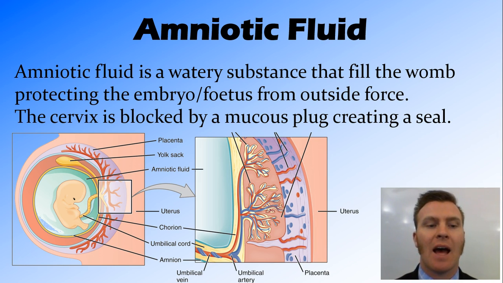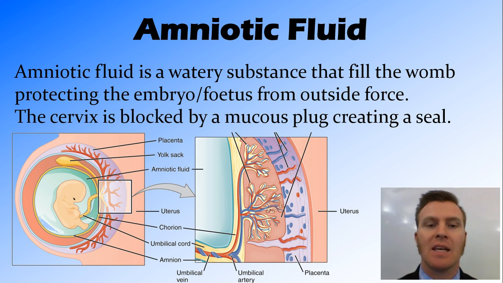Another thing that happens at this time is the formation of the amniotic fluid. The amniotic fluid is a watery substance that is inside the sac where the embryo is living at this stage. It's like a watery cushion that protects the embryo from outside force. So in case the mother walks into the door or something, this will protect the embryo.